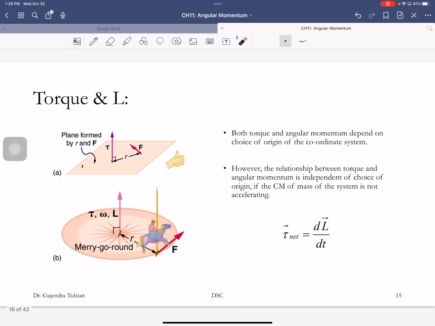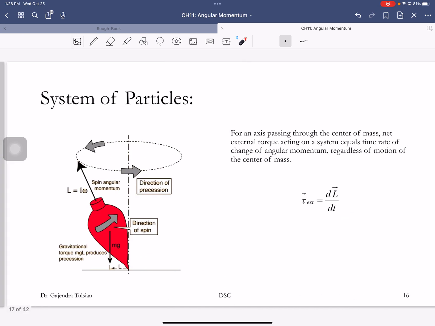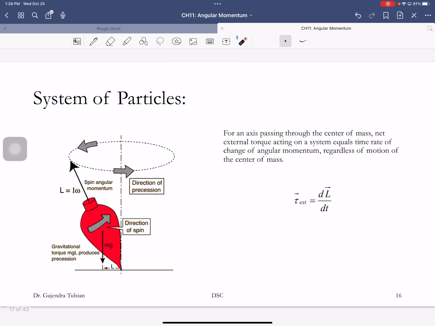Okay. And that needs to be true for something to be a law of physics. It can't depend on the choice of the coordinate system. So that's a statement independent of the choice of coordinate system or the choice of origin.